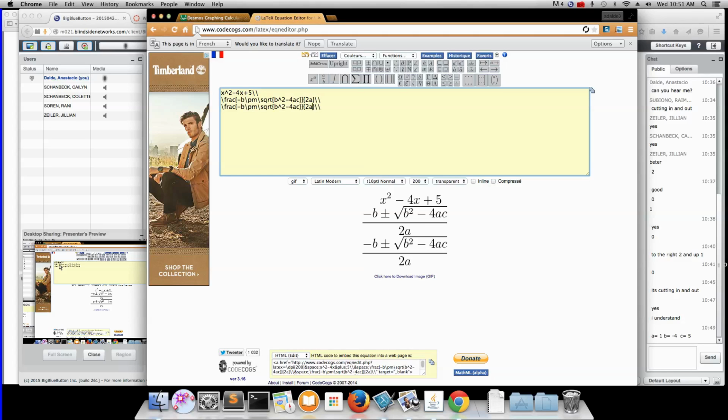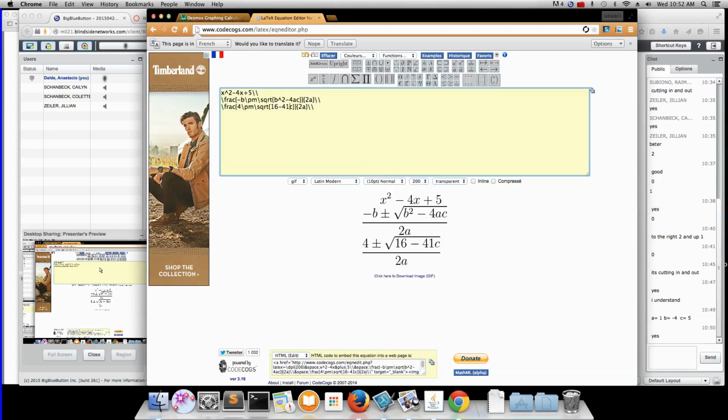B was negative 4, right? So then this becomes negative 4, which is also known as positive 4. B squared, that's negative 4 squared, so I'm just going to put that as 16. Are we cool with that so far? A was 1. C was 5. And then 2A, well, 2 times A is just 2, so I'm just going to put a 2 there. Are we good with this so far?